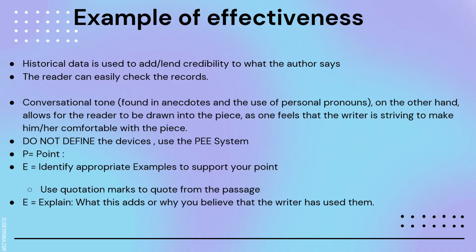Now, when you are writing your points, so say you're making your point on organizational strategies, and you have cited that historical data is a type of organizational strategy that the writer has used. I do not want you to go and give me a definition of what historical data is. I want you to take the example from the passage that demonstrates historical data, but do not give me a definition. I don't need that. That's wasting your precious words.